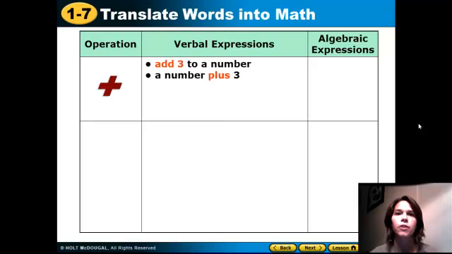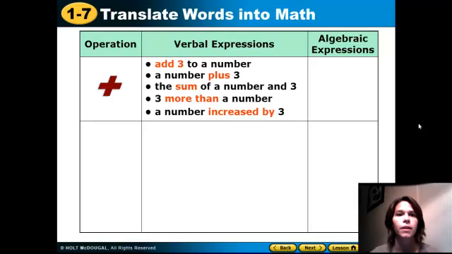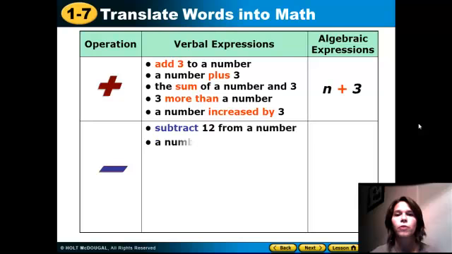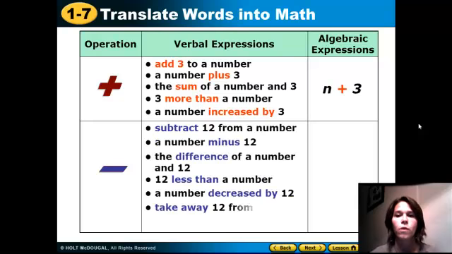So here are some key terms that you can look for. Addition: add 3 to a number, plus 3, the sum of a number, 3 more than, or increased by. All of those are going to mean addition. For subtraction, we have some more key terms to look for: subtract, minus, difference, less than, decreased by, take away, and also just less.